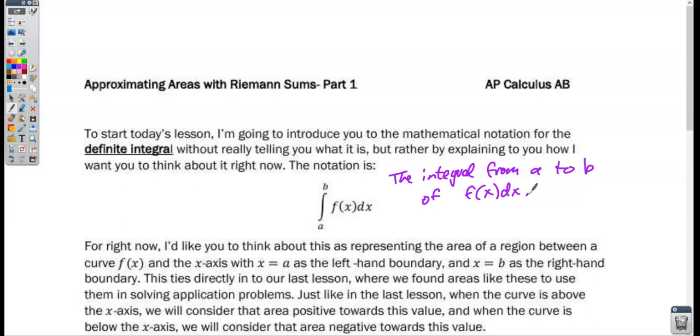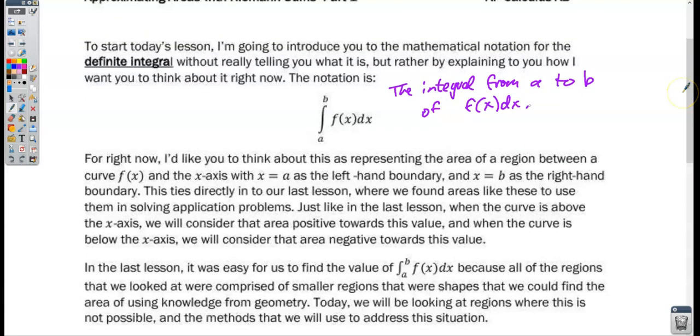So what I want you to think about right now is that this particular expression represents the area of a region between the curve f of x and the x-axis, where x equals a is the left boundary and x equals b is the right boundary. And this goes right back to section 6.1, where we accumulated things by finding the area between the curve and the x-axis. Just like in the last lesson, if we have the curve above the x-axis, that area is counted as positive towards this value. And when we have the curve below the x-axis, that area is going to count negative towards this value.